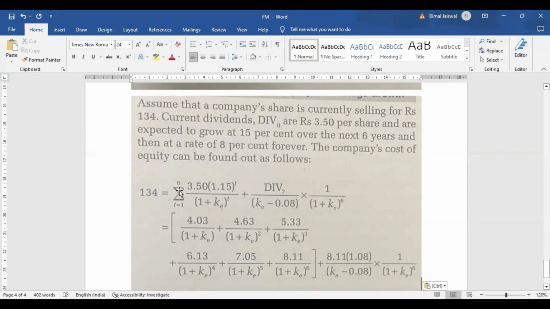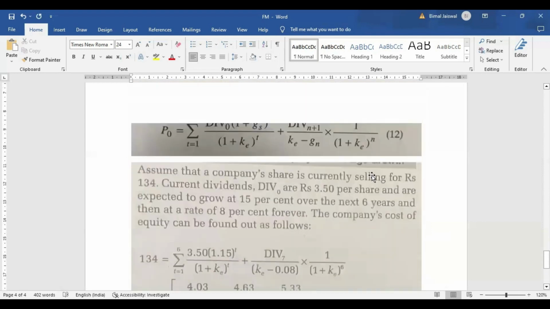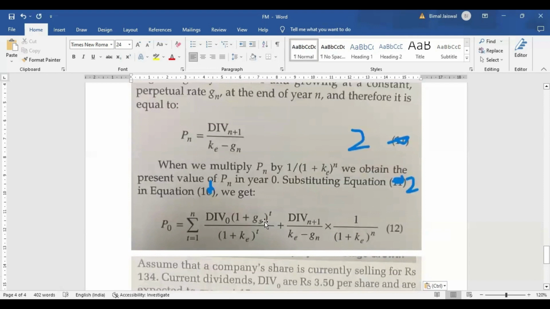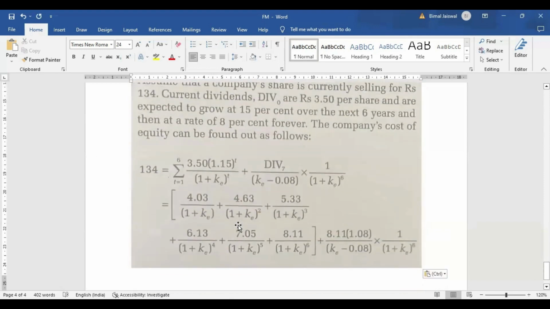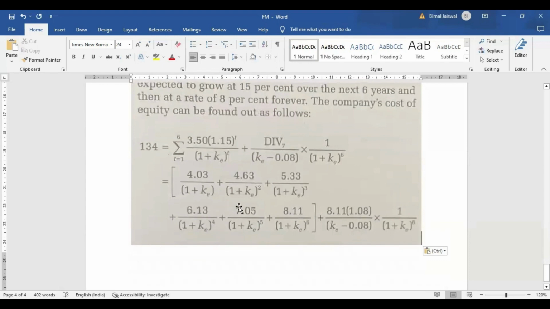For 6 years, from 1 to 6 years, it will grow at 15%. That means supernormal. And then at the rate of 8% forever, that means 8% is the normal. 15% is the supernormal growth and 8% is the normal growth. And we have to calculate the cost of equity. The same equation, the 12th one, has been used.